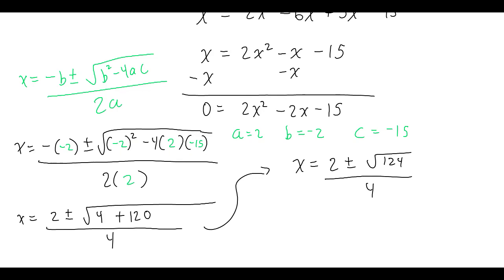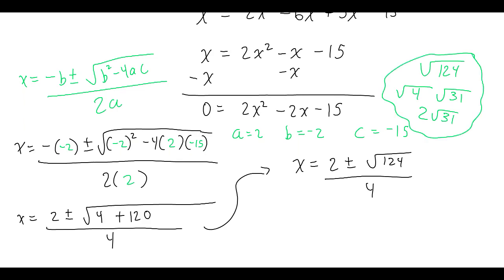Now if I think about the square root of 124, I'll realize that that's just the square root of 4 times the square root of 31. And since the square root of 4 is 2, this is really 2 times the square root of 31. So I'll just leave that as its own little fun fact right there. So that means I can rewrite the square root of 124 as 2 times the square root of 31: 2 plus or minus 2 the square root of 31 over 4.